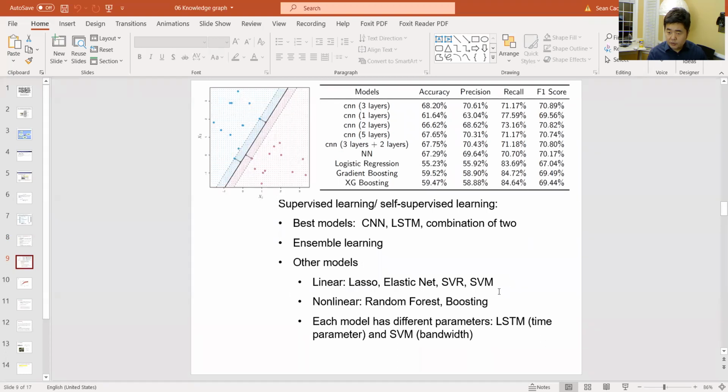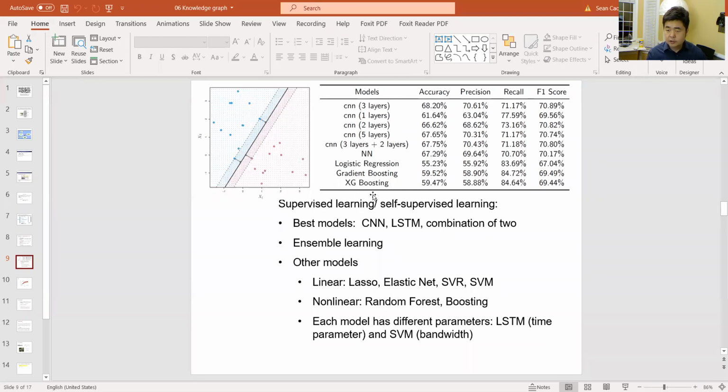So I do want to highlight this slide, which is, you can see what is going on is we compile different models. So we have the CNN, we have the neural network, we have logistic regressions, we have gradient boosting, we have different models. So if I add a knowledge graph here, knowledge graph is not here, but I can now add a knowledge graph here.